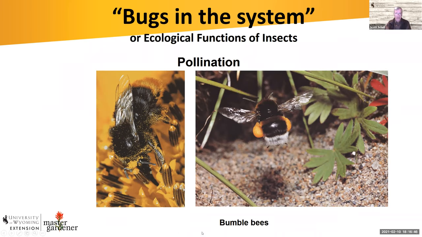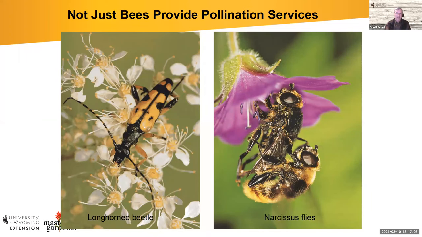So again, you can see here, this bumble is just covered with pollen, and here it's packing pollen back to its nest on the structures on its hind legs that carries the pollen. So again, very important for the flowering plants that require insect pollination. But it's not just bees that do pollination service. Things like longhorn beetles can do that.